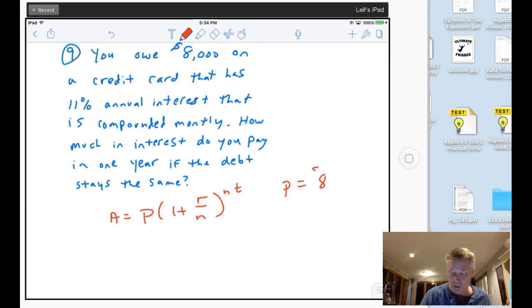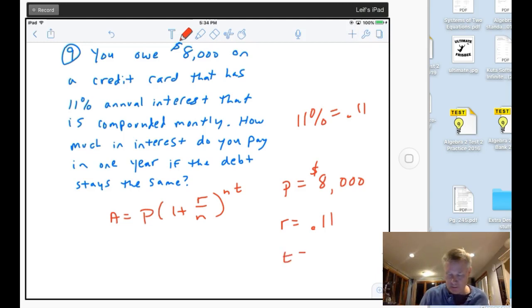Interest is a one-way street. Well, no, it's a two-way street. Somebody owes it and somebody pays it. So it's always better to be the person that's getting paid the interest. In this case, you owe the money, so you're paying the interest. Whoever owes the money is paying the interest. So my rate is 11%, which is 0.11. You would divide by 100 or move the decimal point 2.